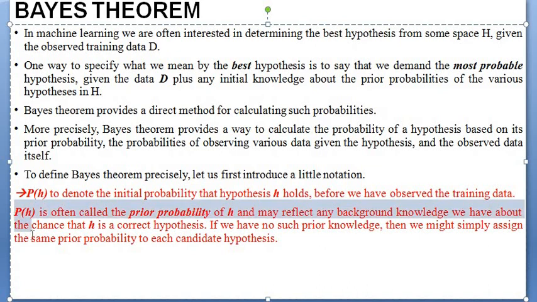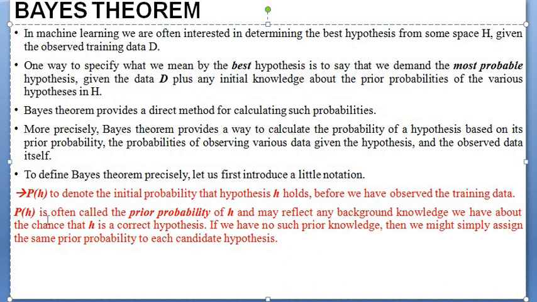So P of H is also called the prior probability. It is the prior probability of H, and may reflect any background knowledge we have about the chance that H is a correct hypothesis. Here P of H is called prior probability because it depends on the background knowledge. So background is nothing but prior. Hence it is called a prior probability, and for any given problem you should have some background knowledge.